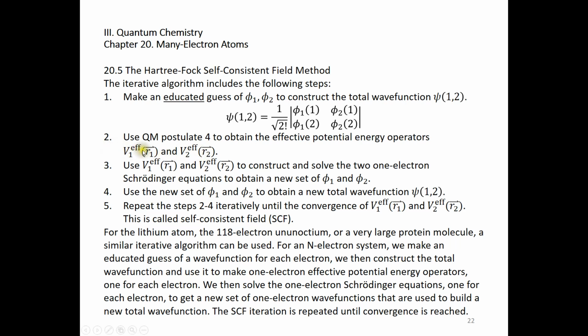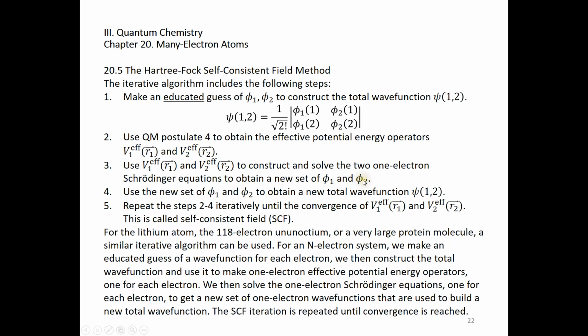That way, V1 effective and V2 effective are not going to be some numerical values. V1 effective will be a function of R1. V2 effective will be a function of R2. And now we can use V1 effective and the kinetic energy operator for electron 1 to construct a one electron Schrödinger equation to obtain phi 1. We'll use V2 effective to build a one electron Schrödinger equation for phi 2, and we'll solve for phi 2. And now we get phi 1 and phi 2.